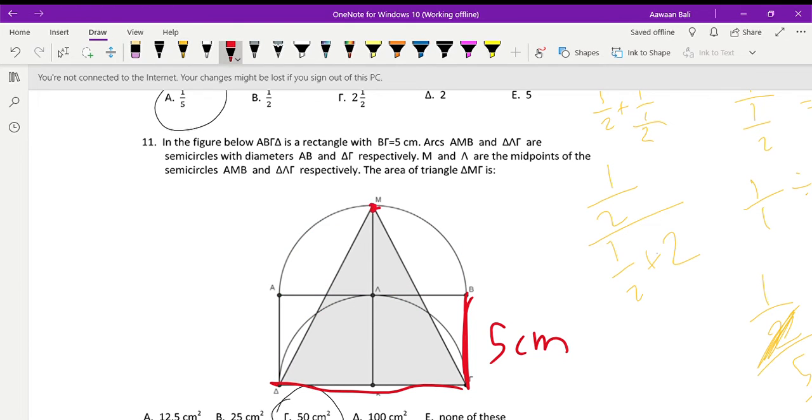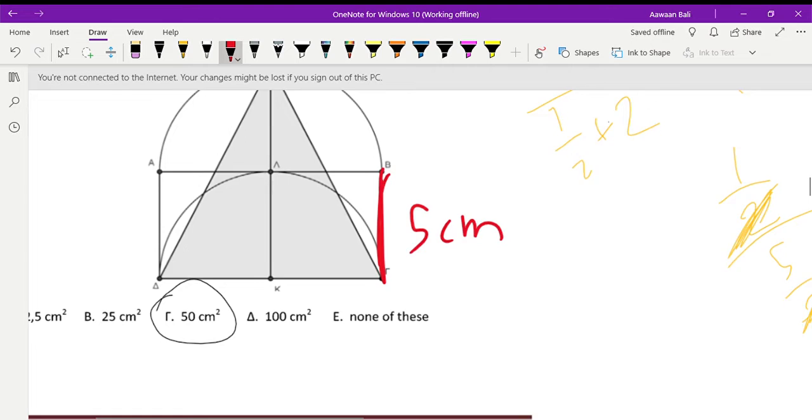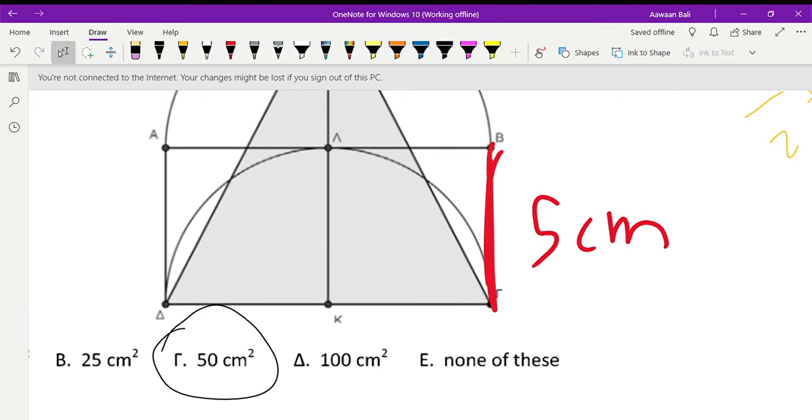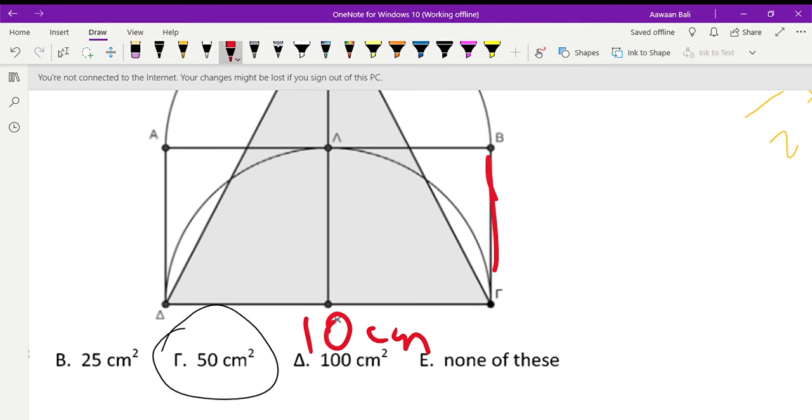M and L are the midpoints of the semicircles. So basically it's asking us to find the area of the triangle shaded there. Now this is going to be easy because when you look at this, so you have 5, so that means this side is also 5 centimeters, and these two are congruent squares, so you would get the base here to be 10 centimeters. Since if this matches up with this, then yes, you get the idea.